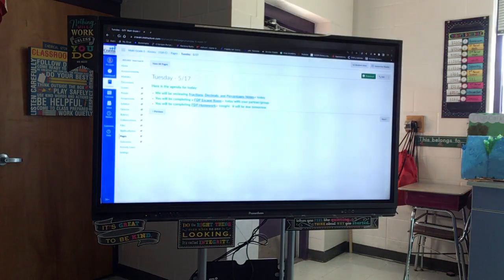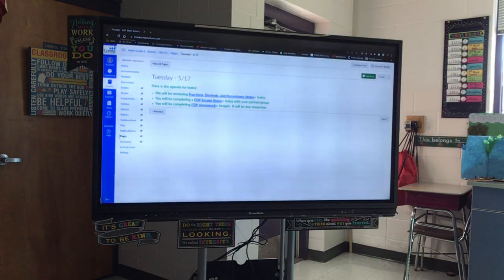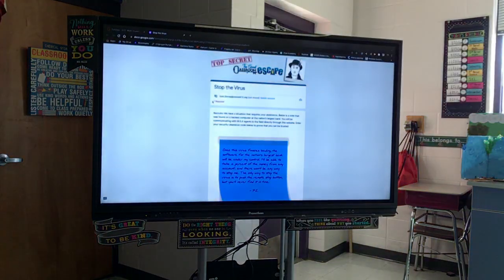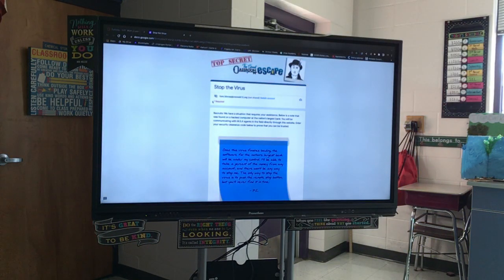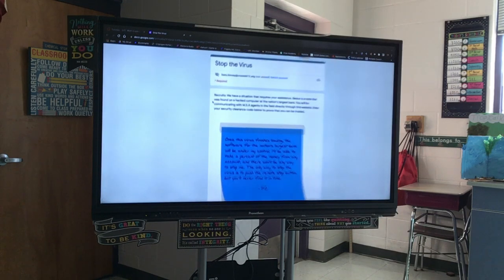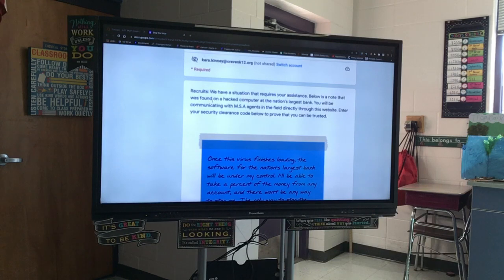Okay, so today on Canvas, you're gonna find the notes page that we just did. You guys are going to go to the FDP escape room. This is where you're working either with a partner or with a group, no more than 4, please. You essentially are going to solve each one of these and try to get through this escape room.